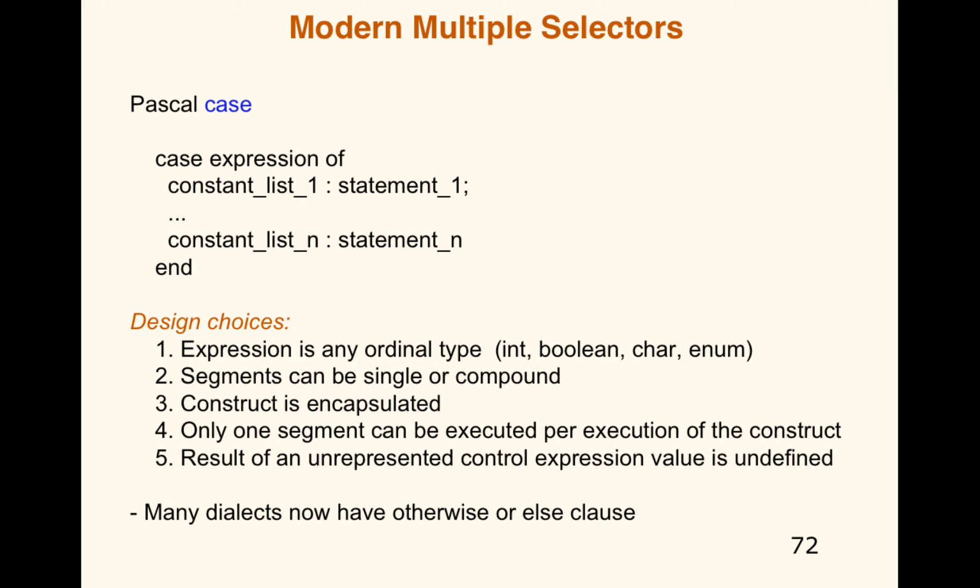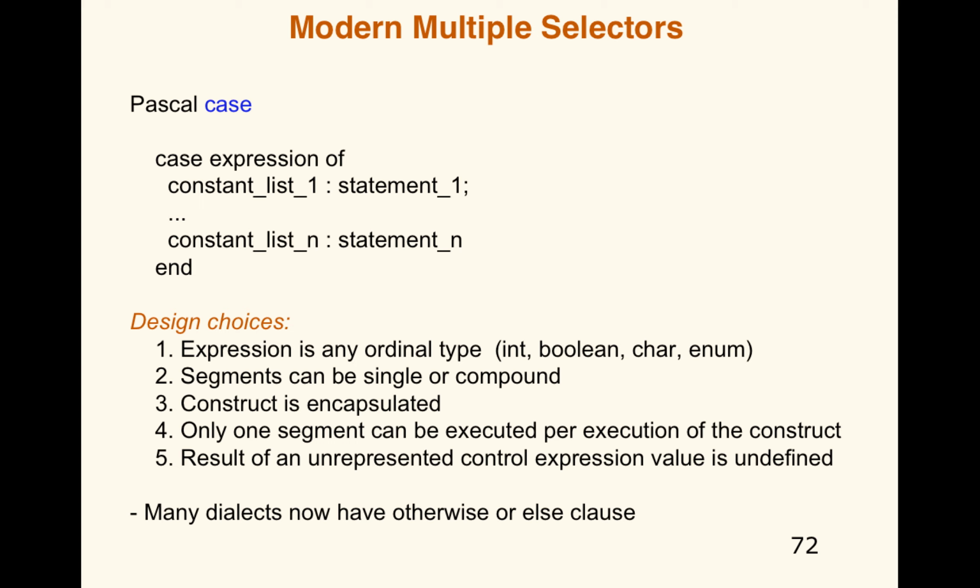The expression is any ordinal type, an int, a boolean, a character, or an enumeration, instead of just an int or a character. So originally in Pascal, you could use different selector types, expressions. Segments could be single or compound. You had the ability to turn it on and turn it off, kind of like how the breaks were incorporated in C and C++. The construct was encapsulated. In fact, it's encapsulated the same way, except there's no switch word.